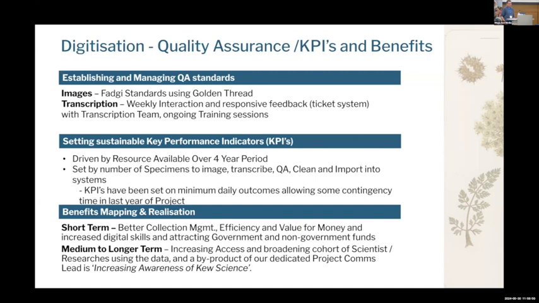The key performance indicators are set by a 4-year period. We have to get this done. We have to get this through. So we've driven our resources against our timelines.